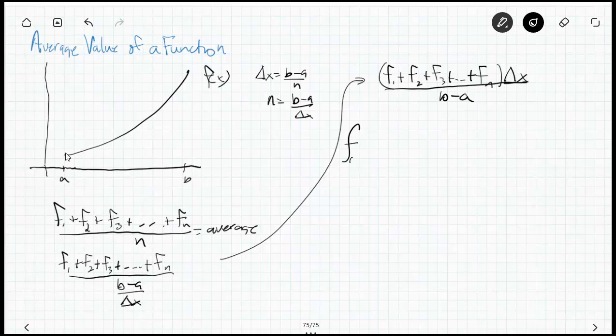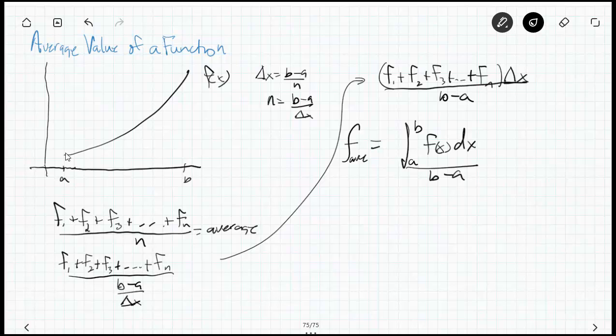If I want my average value, I simply take the integral from a to b of the sum of all of these guys, which is just f of x dx, and I divide by b minus a. And that's it. That's how you find the average value of a function.